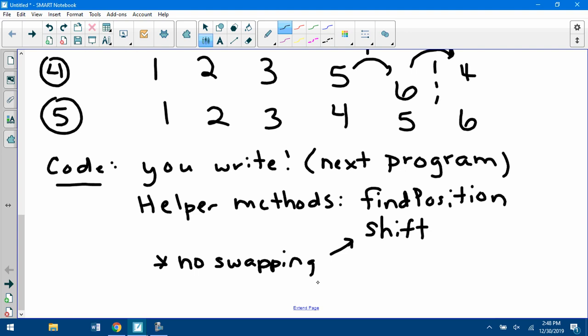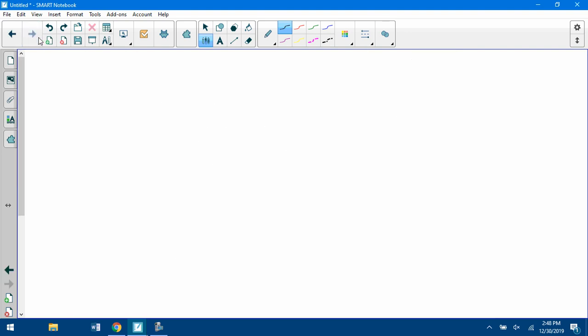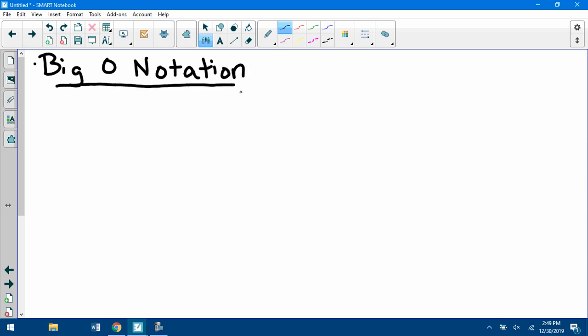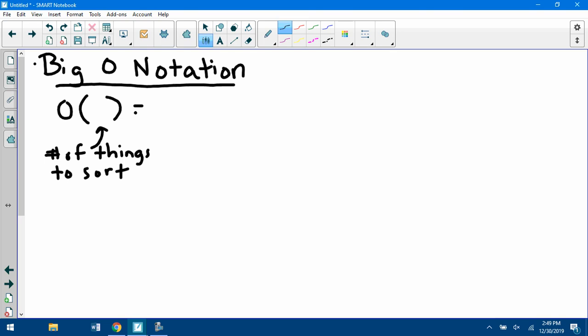Some of these can be more efficient than others in certain situations. And how we measure efficiency is with something called big O notation. I could start a new page for this. Notation. And it looks kind of like function notation, but don't think of it that way. Big O notation is always O of something. So this is kind of thinking about the number of things to sort. And what it is, it's an estimation of the efficiency of an algorithm.